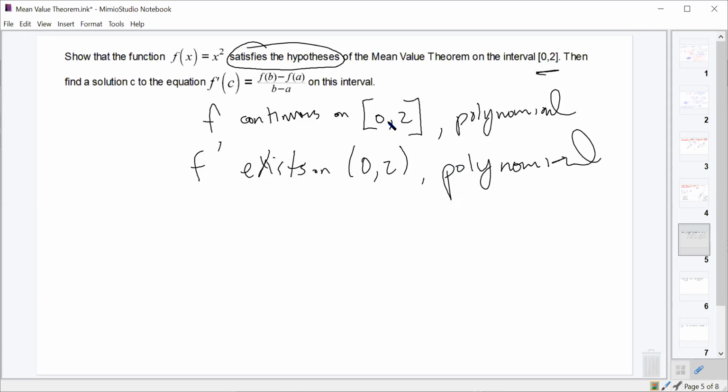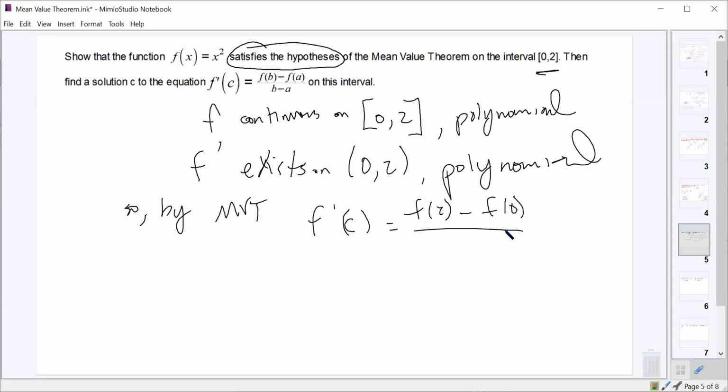So f is continuous on the closed interval 0 to 2 because it's a polynomial. F prime exists on the open interval 0 to 2 because it's a polynomial. So therefore, by the mean value theorem, f prime of c needs to equal f of b minus f of a over b minus a for some c on the interval 0 to 2.